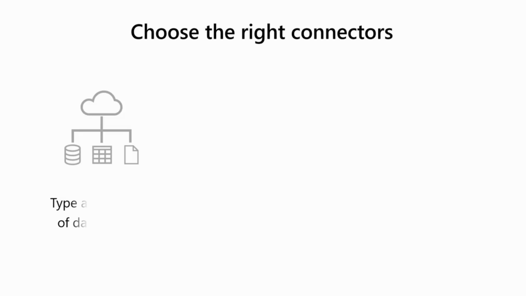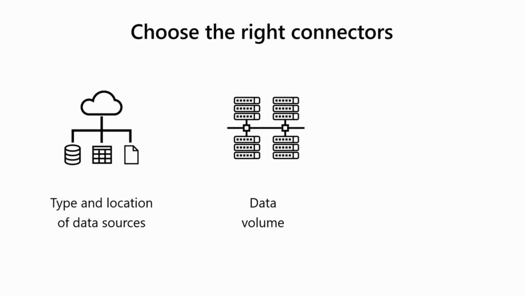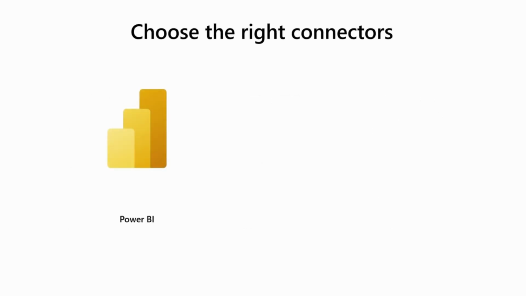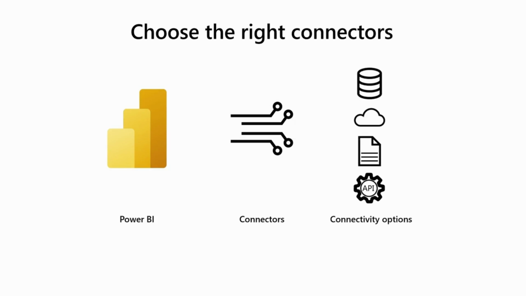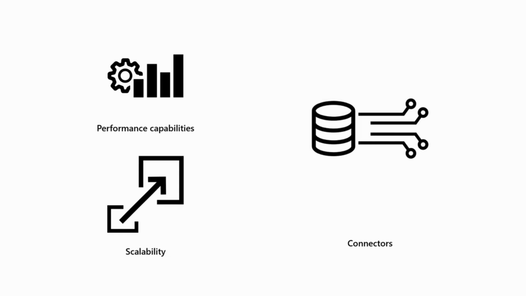Next, you carefully select the appropriate connector to connect to your data sources. You consider factors such as the type and location of the data source, the volume of data, and the available connectivity options. With Power BI's wide range of connectors, you can seamlessly connect to databases, cloud services, files, and APIs. It is important that you evaluate the performance capabilities and scalability of the connectors to ensure optimal performance for your data requirements.